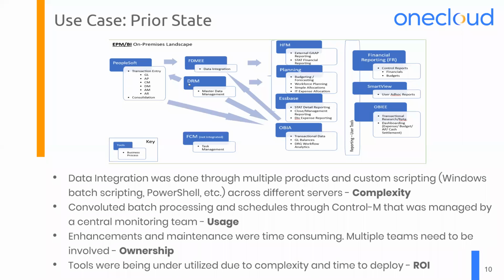OneCloud helps us solve that problem very easily. The enhancements and maintenance were also very time consuming. When we wanted to add a new Control M job, or automate something, we had to go through different channels and an approval process to get it going. Again, it was a time consuming process. Because of this, we were seeing some of the tools being underutilized, because the divisions would hesitate to come to us, since the time to deploy was very long. So we tried to address all these things when we moved to the cloud, and we were looking for a tool to solve all these problems.